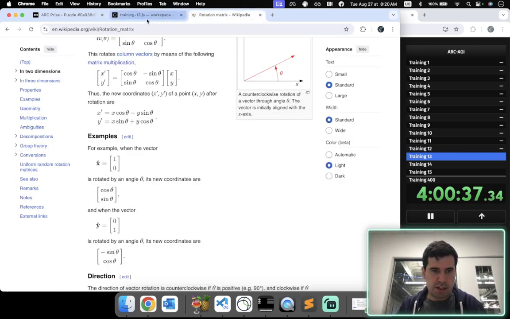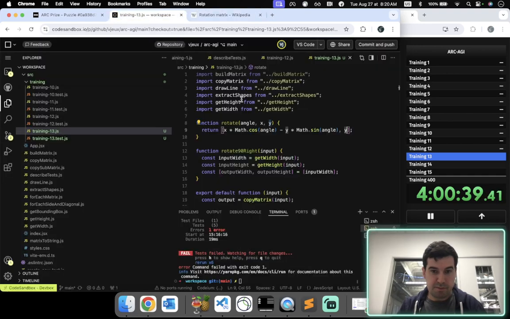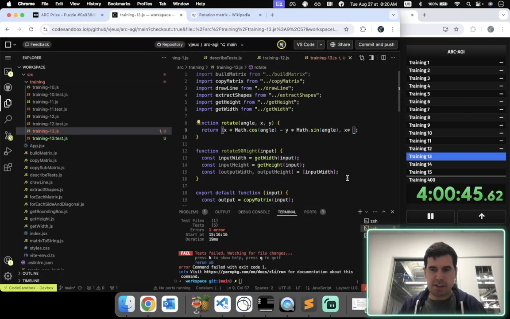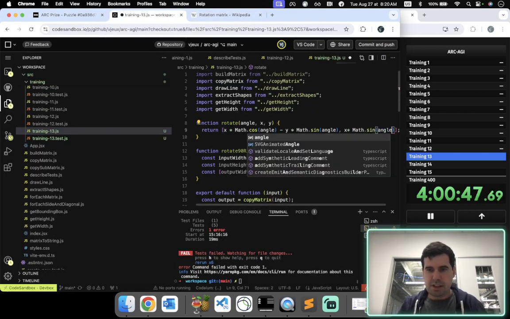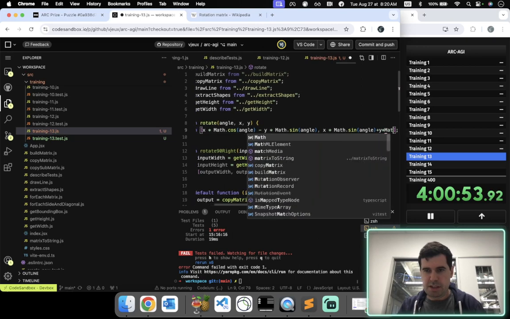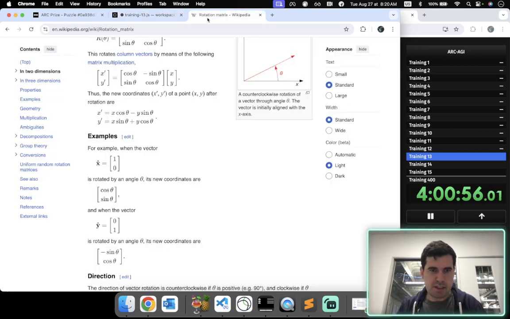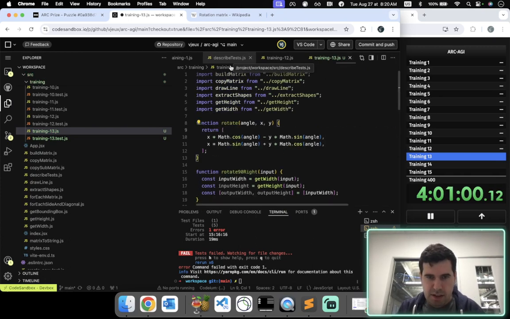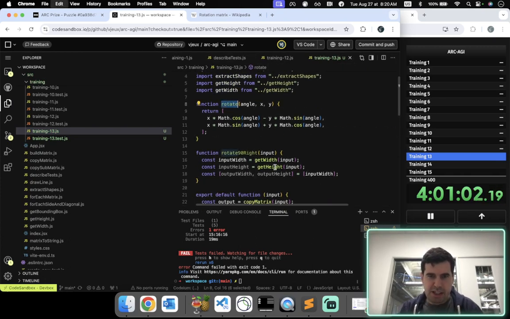So for y, it's still x multiplied by sin of angle, and is it plus or minus this time? This time it's plus y multiplied by Math.cos of the angle. Okay, so now we have the rotate.